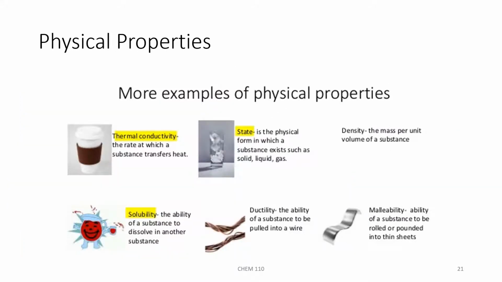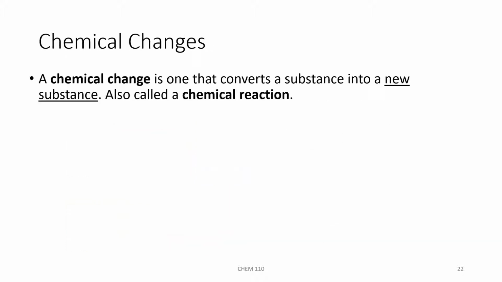Here are some more examples of physical properties, some that we'll talk about in this class, some that we won't. Thermal conductivity, the rate at which a substance transfers heat. We will be learning about heat transfer later on in this class. We just talked about the state, solid, liquid, gases. Density, which we'll learn about later in this chapter, which is mass per unit volume. Solubility of a substance, how easy it is to dissolve into another substance. We'll be learning about solubility in this class. And ductility and malleability are also physical properties.